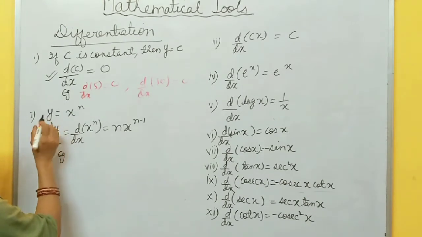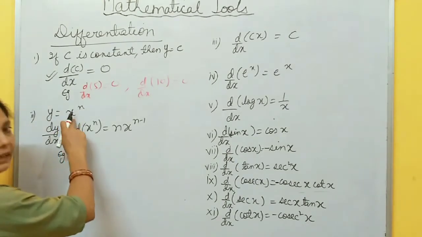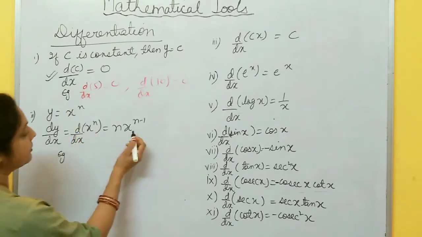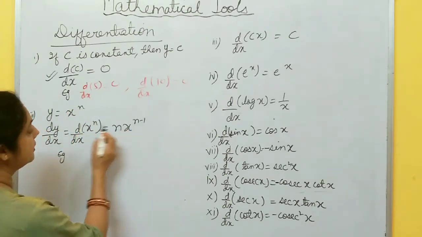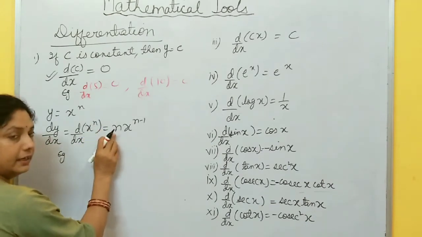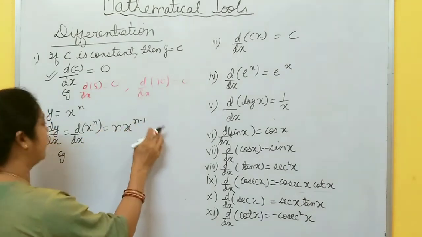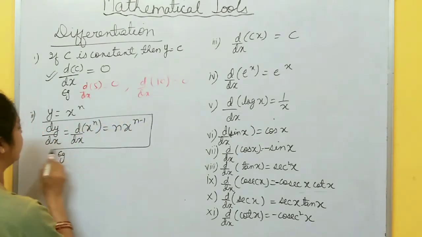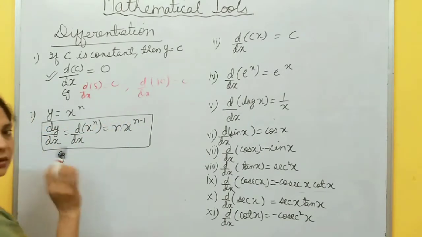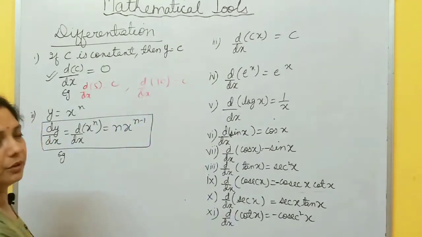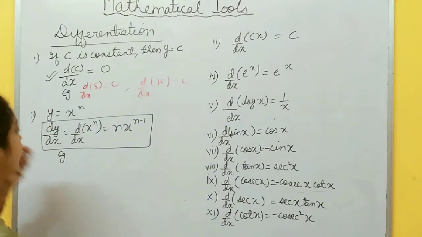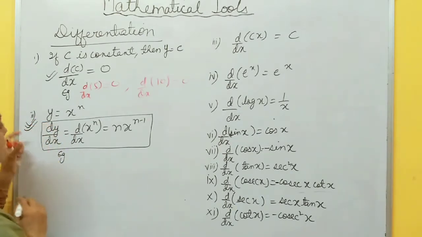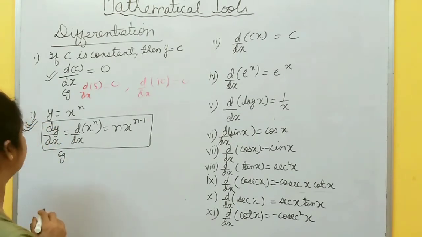Second one is, if the function is x to the power n. X to the power n, then the differentiation of this x to the power n is n, so write n here, then x to the power n minus 1. This one is also very, very important. Only 1 or 2 formulas are mostly used. There are so many formulas, but only 1 or 2 are used, right? And from those, this formula is very, very important. It is used in many places, many times, right?